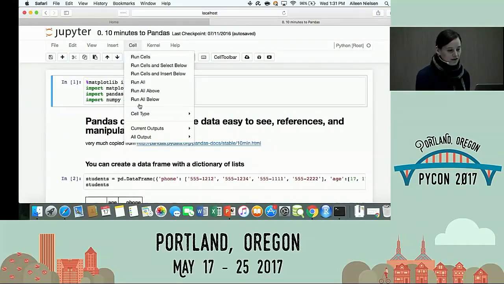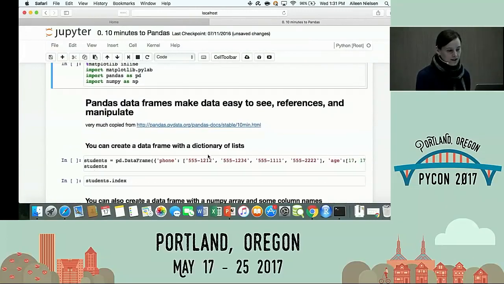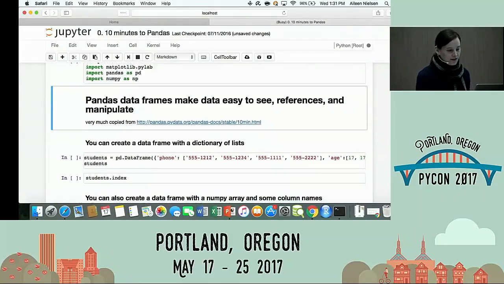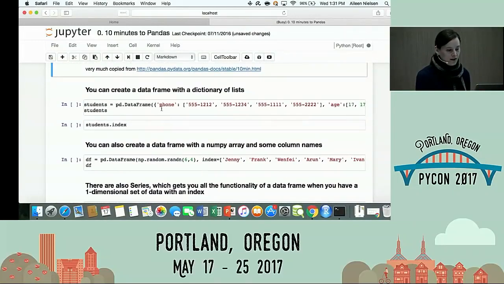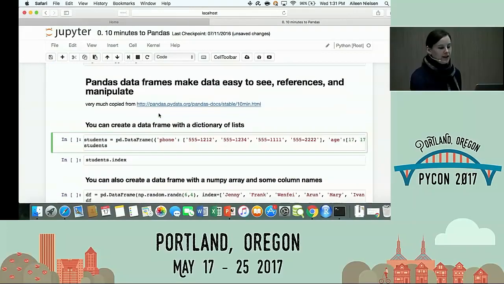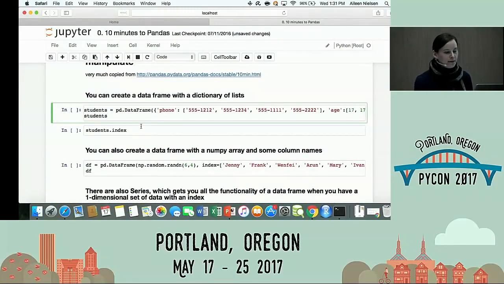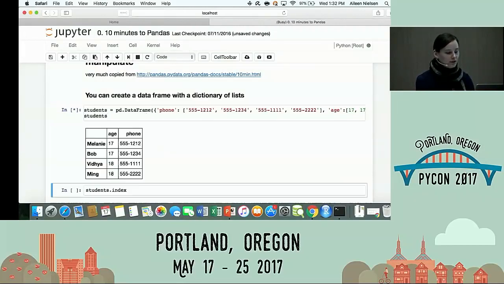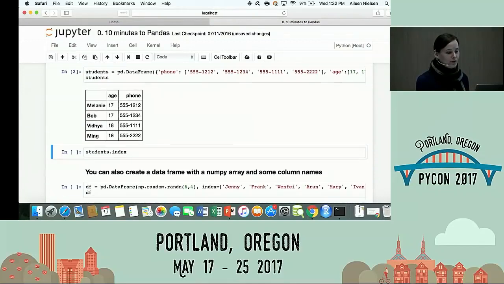Okay, so let me just clear these. Okay. So here's our Jupyter notebook. And we're going to start by creating a data frame. So a data frame is a little bit like an Excel table or like a SQL database of some kind. It's rectangular data. You can make a data frame in all sorts of ways. I'm making one with people's names, their ages, and their phone numbers.